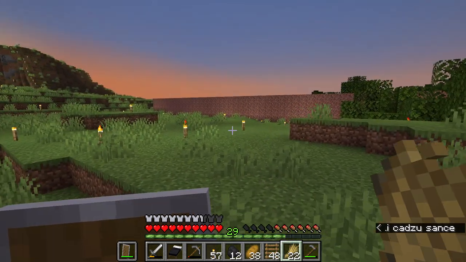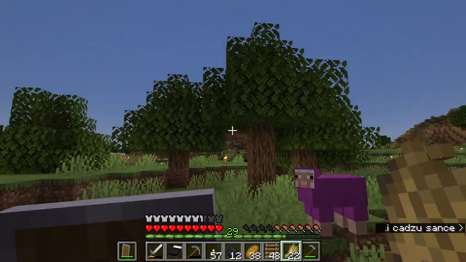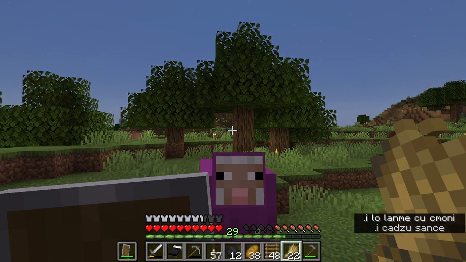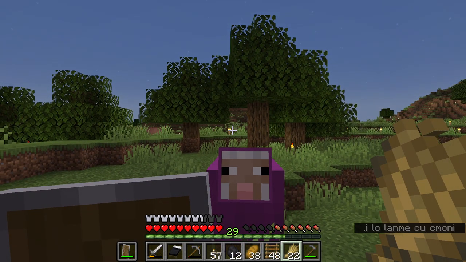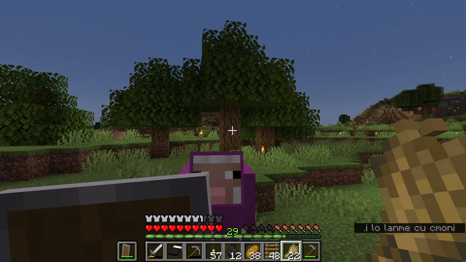Okay. Trishu. Trishu means tree. Check it out. There's some trees. Or as we think of it now that you speak Lojban and can think in Lojban, trishu. I ti trishu.